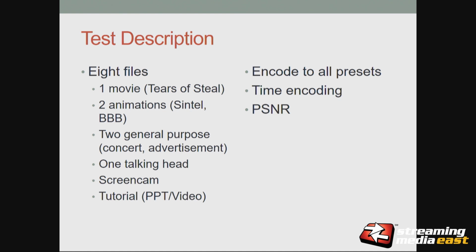One movie, Tears of Steel, the Blender movie, and 2 animations. Why did I look at different types of videos? Because different types of videos encode differently. 2 general purpose videos: one's a music video, one's an advertisement. 1 talking head, just to look at a low motion video. And then for corporate and training people, I looked at screencam and tutorial. So I have a Camtasia-based screencam and a PowerPoint-based tutorial.